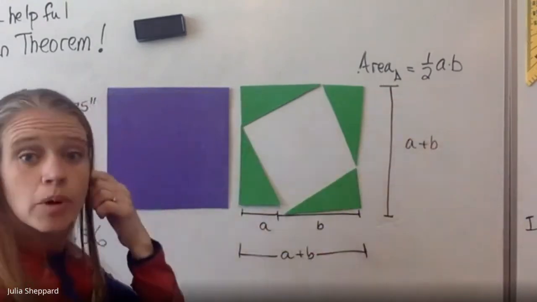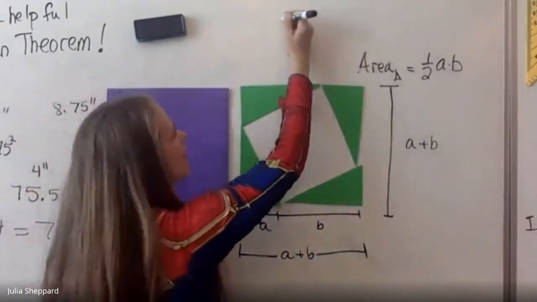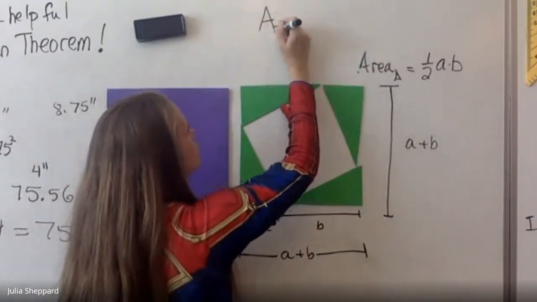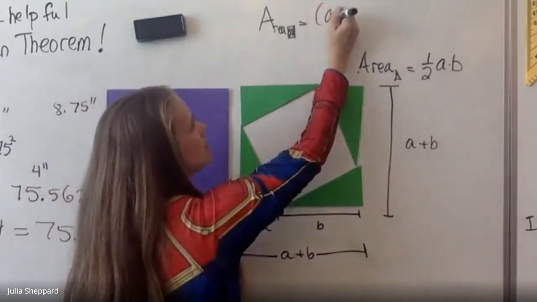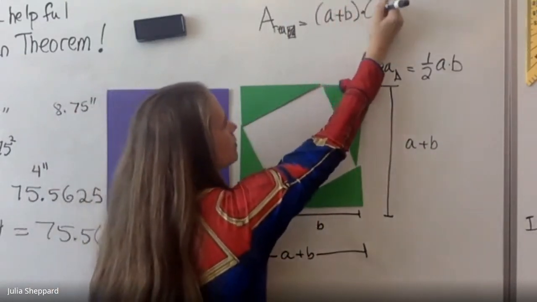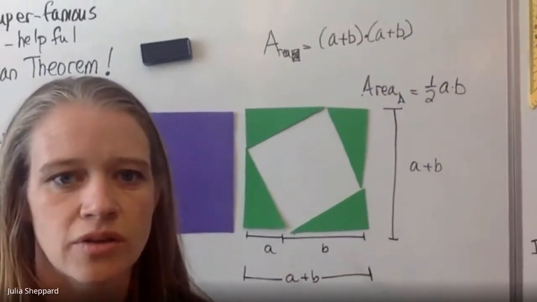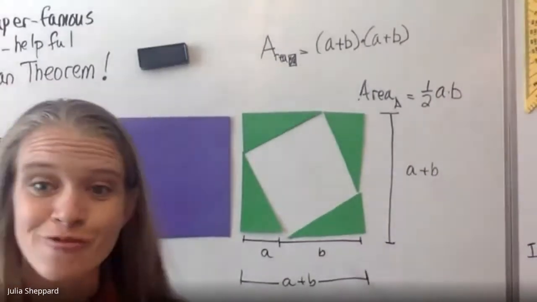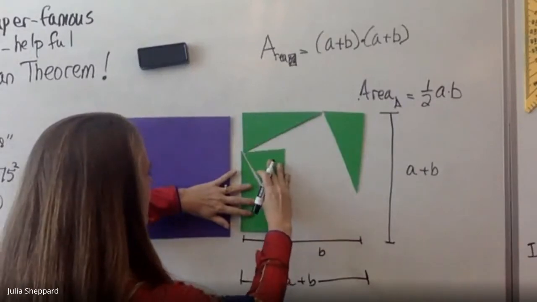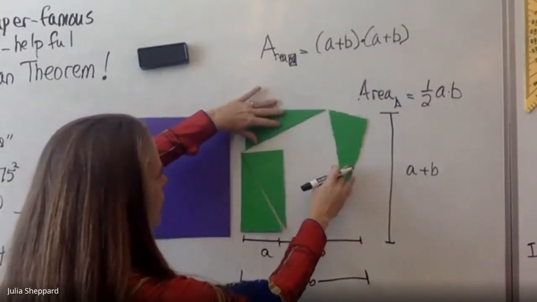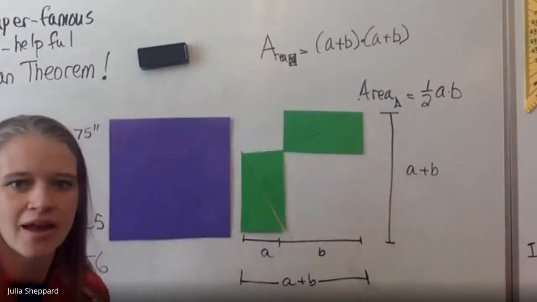So the area of the purple square, we'll write it up here, area of the square equals A plus B times A plus B. Okay? So let's just make sure you get that in there. Now I'm going to rearrange. So this is the fun part. So I'm going to just pull this guy up here, and I'm going to pull this guy up here, and I'm going to pull this guy right here. And I'm going to talk about this.